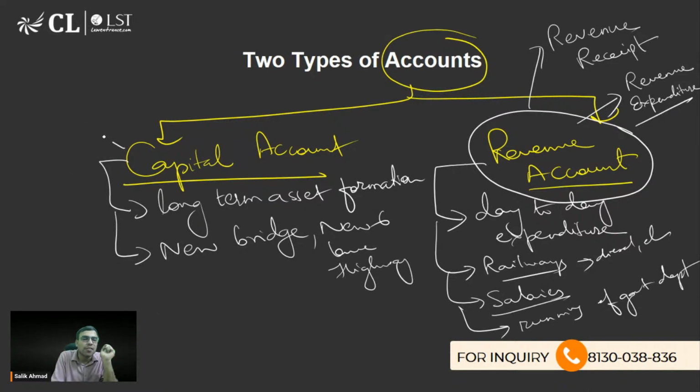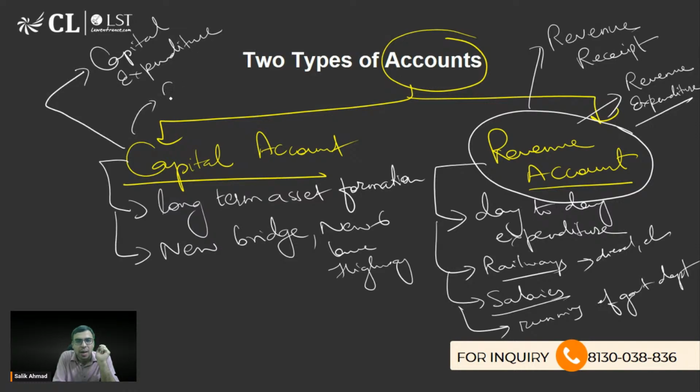Now, if the government is spending from capital account, this is called as capital expenditure. Otherwise, capital receipt. If the government sends money inside it, or the parliament sends money inside this account, or it gets money from somewhere, this is called as capital receipt. इस अकाउंट में अगर पैसा डाला जा रहा है तो कैपिटल रिसीट में आ जाएगा, निकाला जा रहा है तो कैपिटल एक्सपेंडिचर में आ जाएगा.